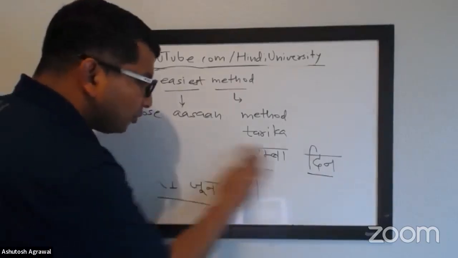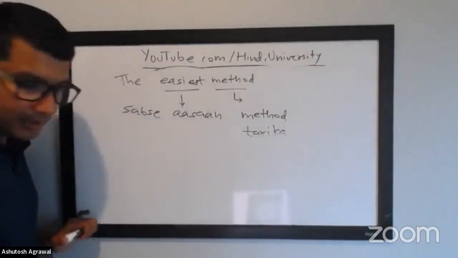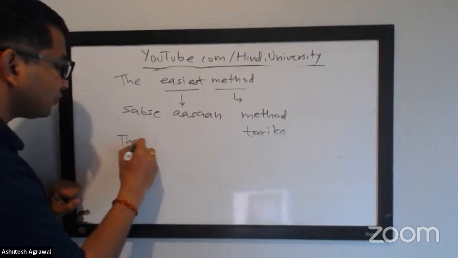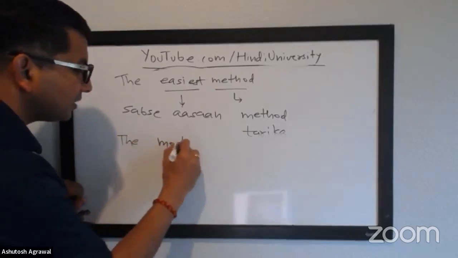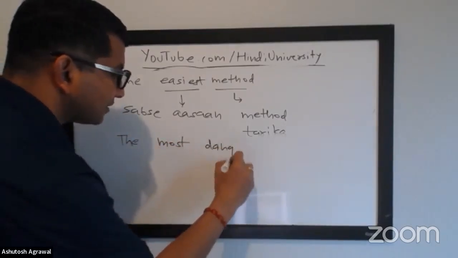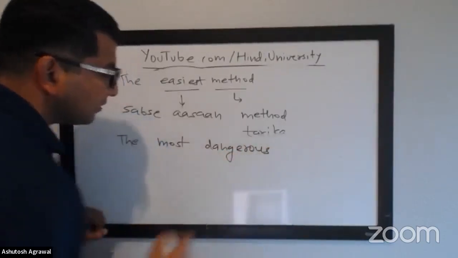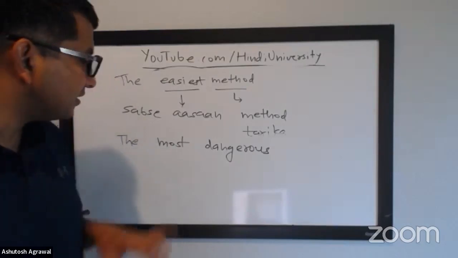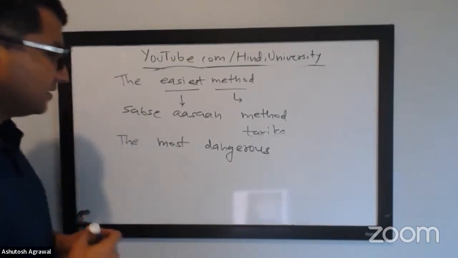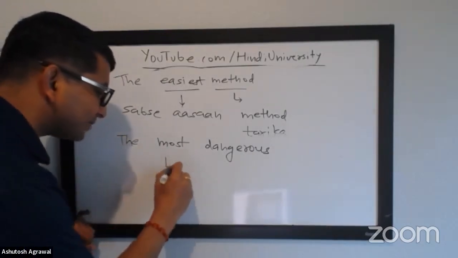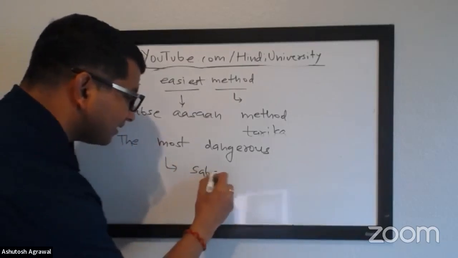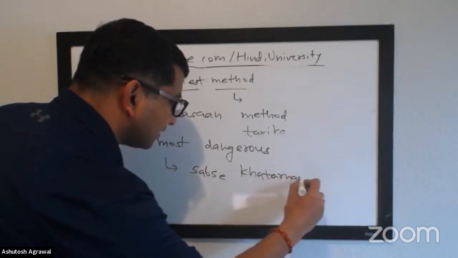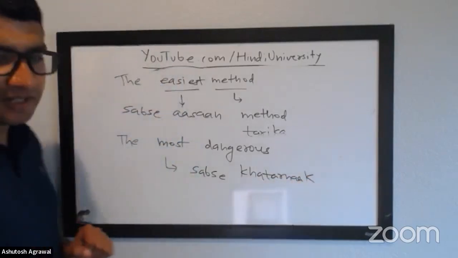Let's just do some more before we run out of time. The most dangerous. Okay, the most dangerous. Someone who's not tried before. Sharmila ji, how would you say that? The most dangerous. सबसे खतरनाक. Very good. सबसे खतरनाक. Okay.